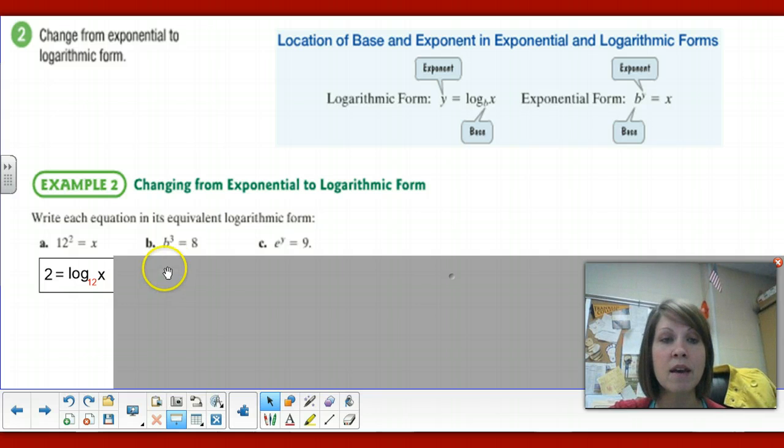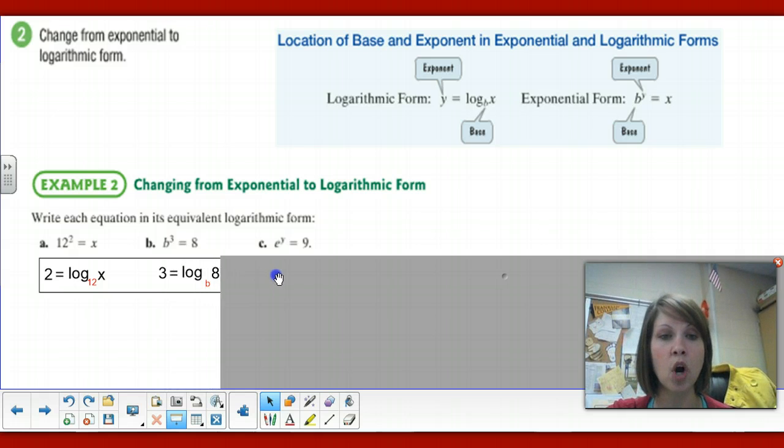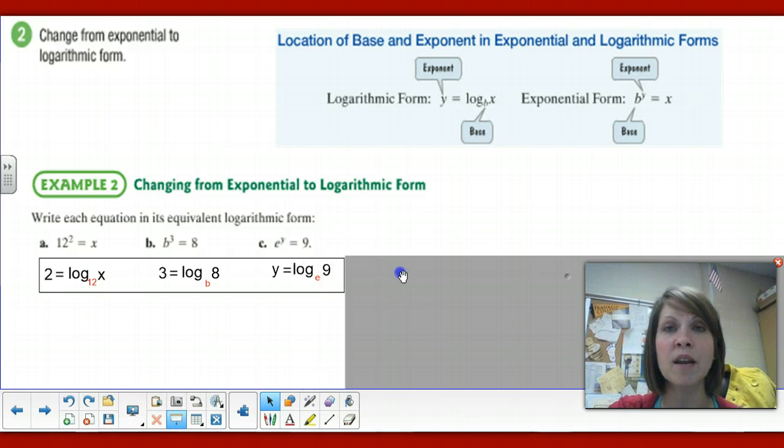On part B, think about what the base is. Think about where it's going to move and what it's going to look like. Pause if you need to. The b is the base, and we're going to move it and have 3 equals the log of 8 base b. And then part C, e is the base, y equals the log of 9 base e.